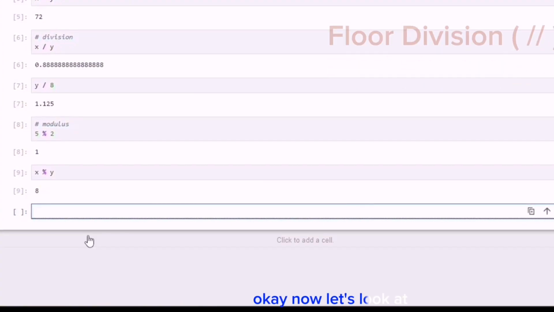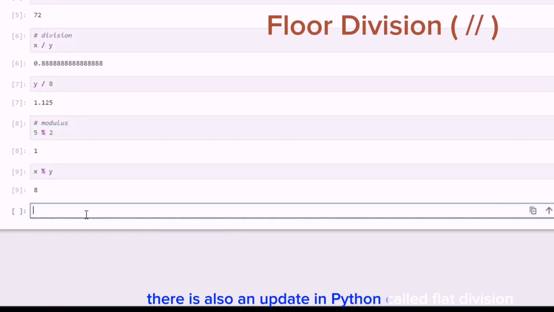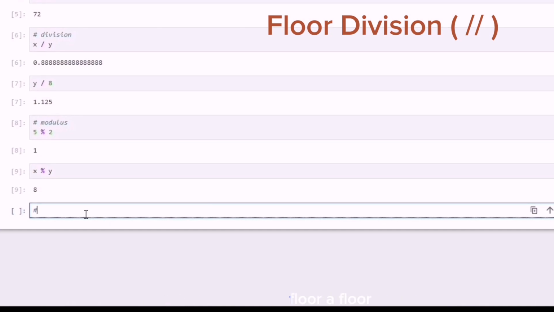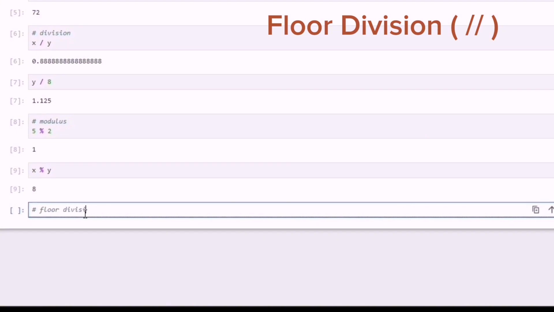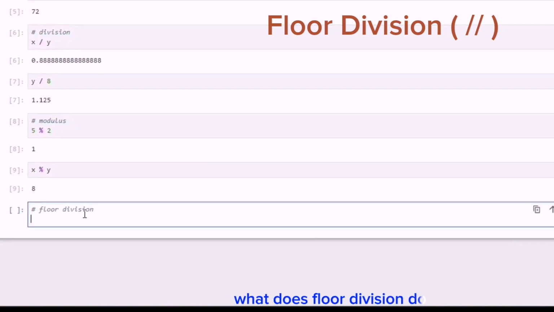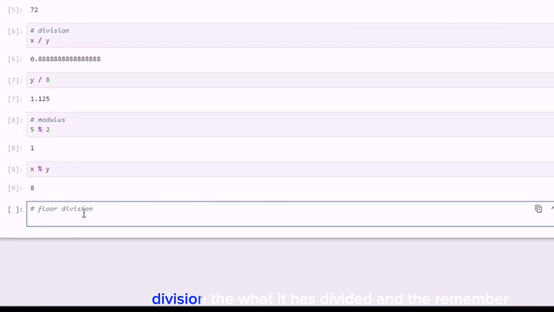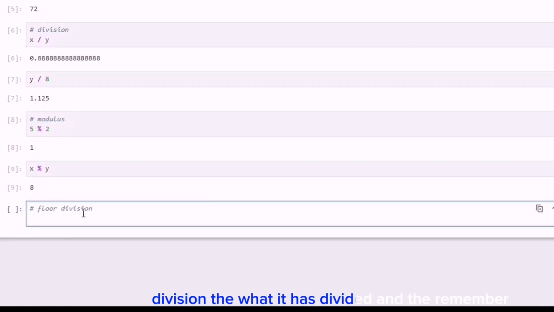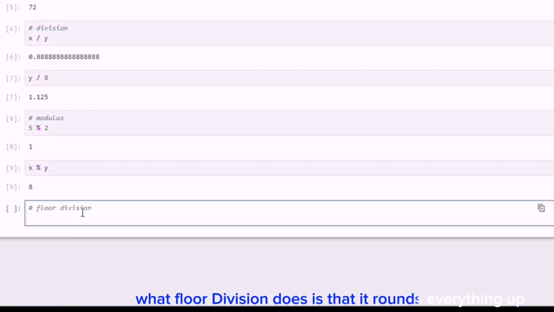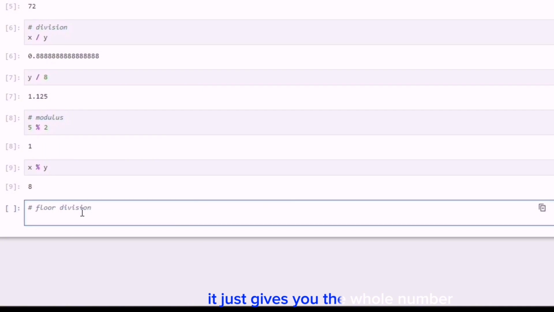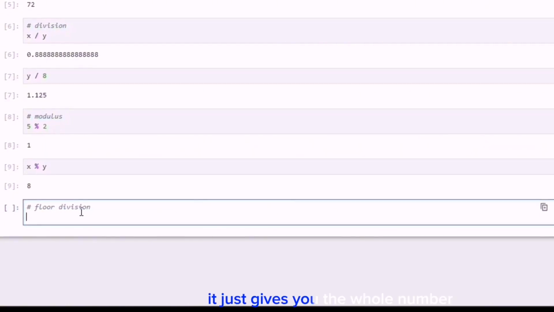Okay, now let's look at floor division. There is also an operator in Python called floor division. What does floor division do? Just like your normal division gives you what it has divided and the remainder, floor division just gives you the whole number. It's not that you round everything up, please. It just gives you the whole number.